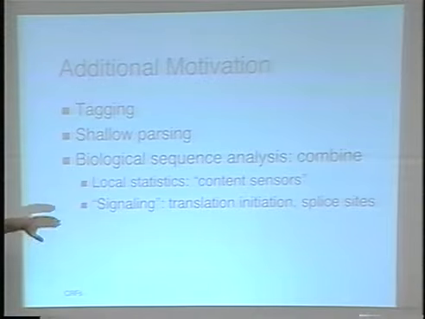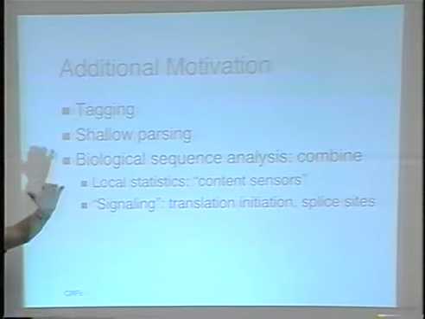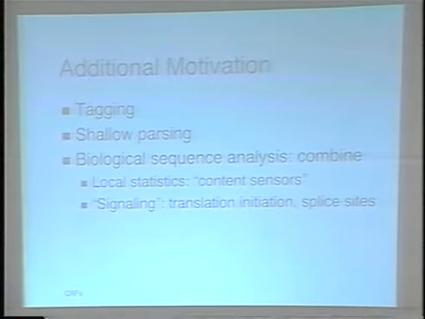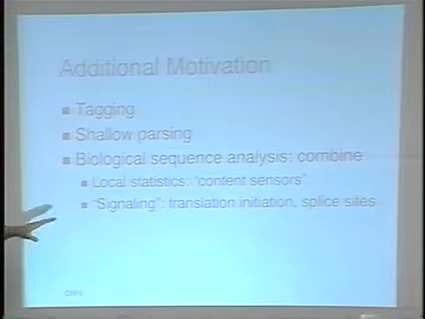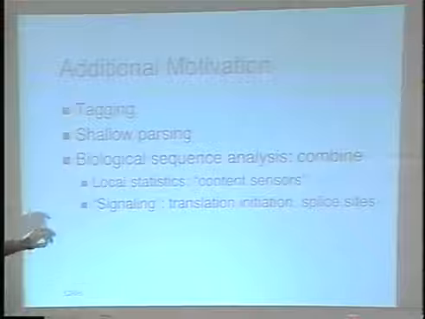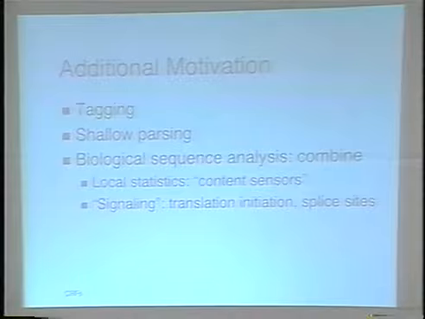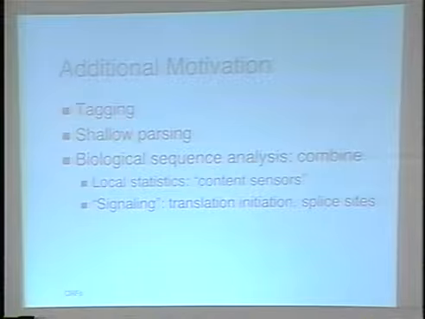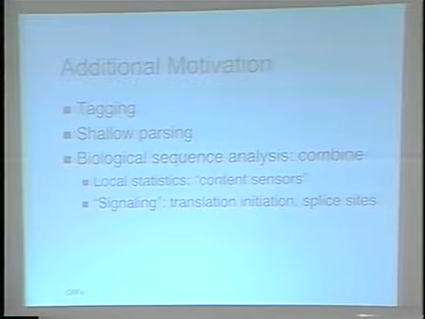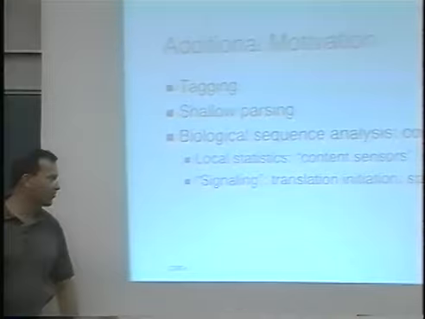There are certain local statistics that are very informative about, say, whether I'm in a gene or not in a DNA sequence, but they are insufficient to get the boundaries very accurately. And then there's all these other bits of information, what people in the jargon of that trade call signaling, that tells you, oh, there's this place where the gene starts being translated. Here's a splice site.